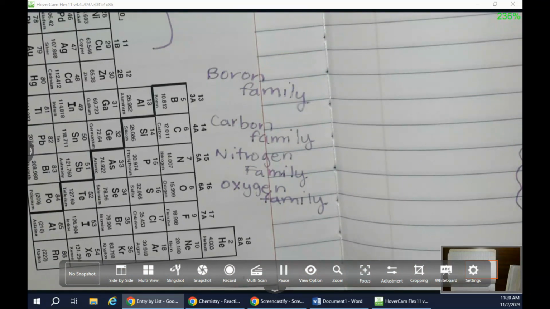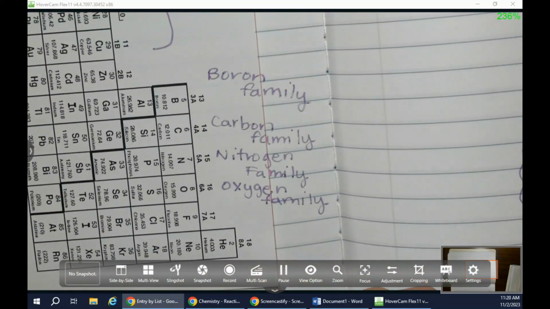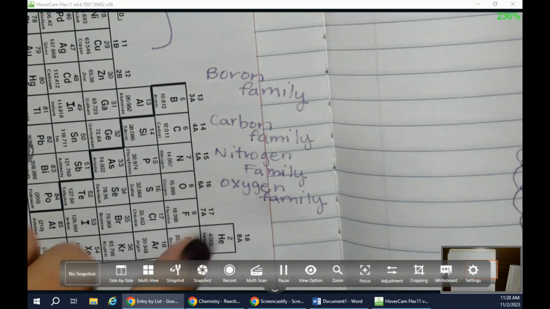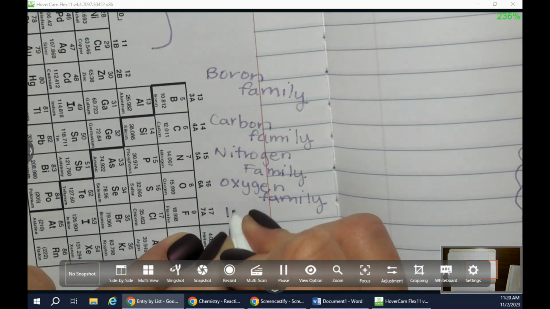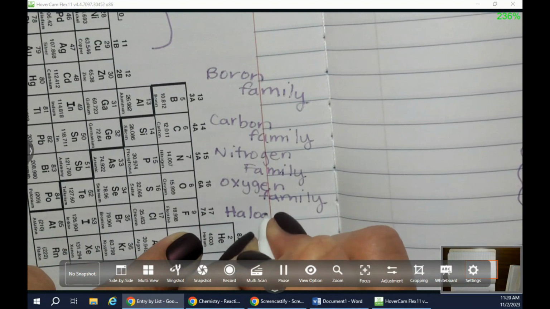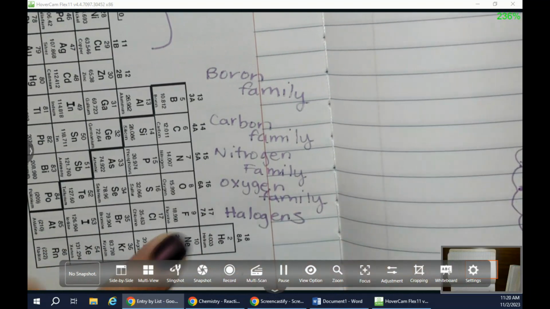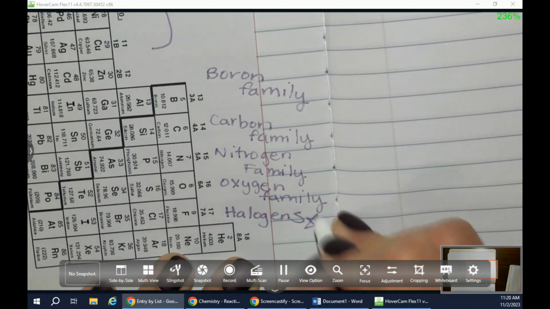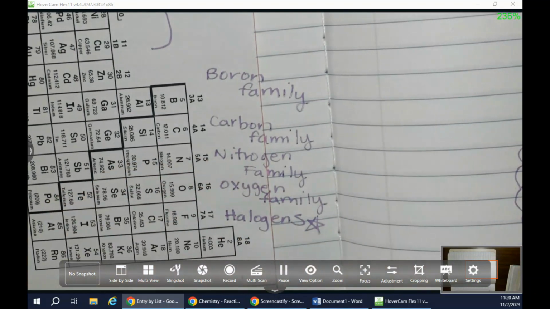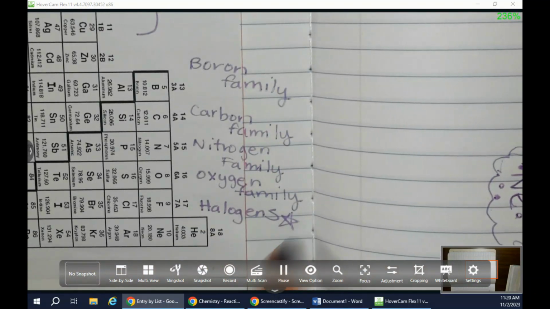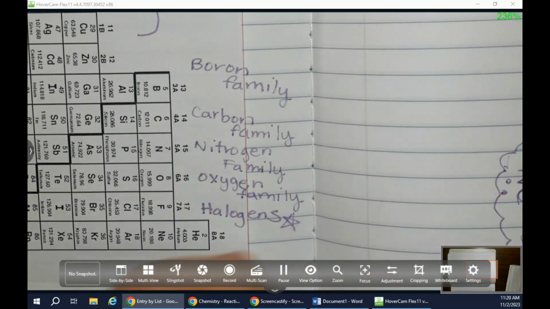Okay. And then finally, group 17, I think we wrote who those are in our notes. Those are our halogens. All right, so halogens are the other super reactive side. Okay, halogens. So you might put reactive again.